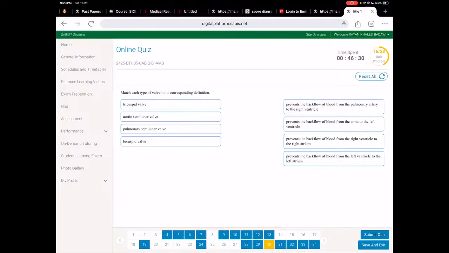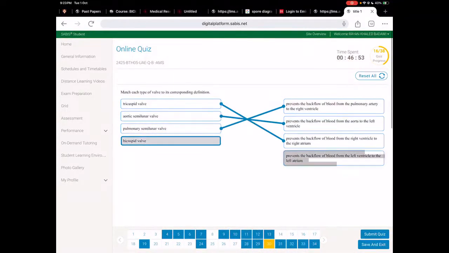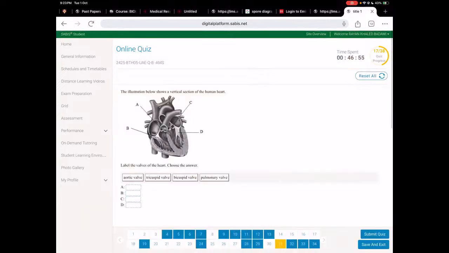Okay, now it worked. So we said the tricuspid valve is on the right side. It prevents backflow of blood from the right ventricle to the right atrium. Aortic is on the left side, so aorta and left ventricle. Pulmonary is from the pulmonary artery and right ventricle, while bicuspid is from the left ventricle back into the left atrium. And those are just the labeling.